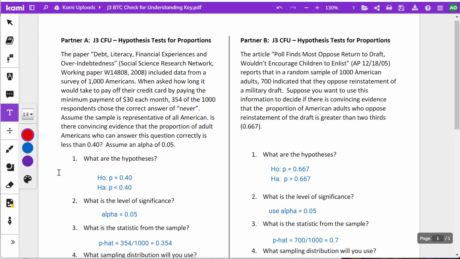By the way, never. Do not always pay more than the minimum unless you like being in debt.